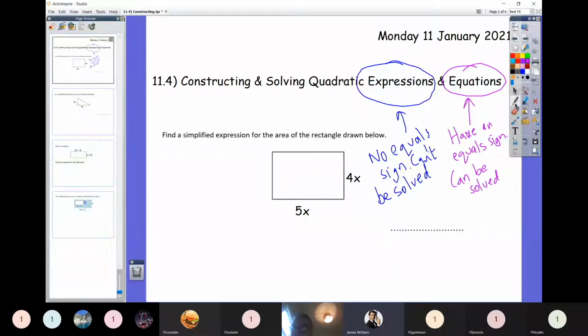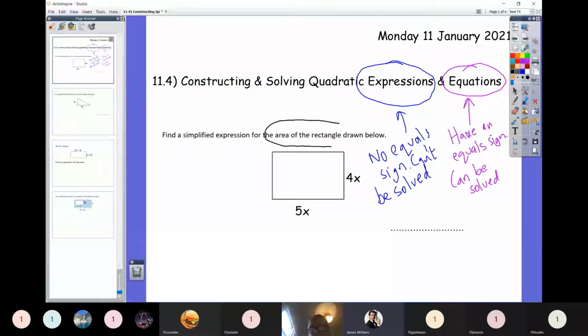So that's the title. Now, all you've got to do with these is don't get overly worried about the fact that we've got x's and stuff. Just think, how would you do the normal maths if there weren't any x's involved? If you just had normal numbers, what maths would you do to give you the answer? So for this first one, we've been asked to find a simplified expression for the area of a rectangle.